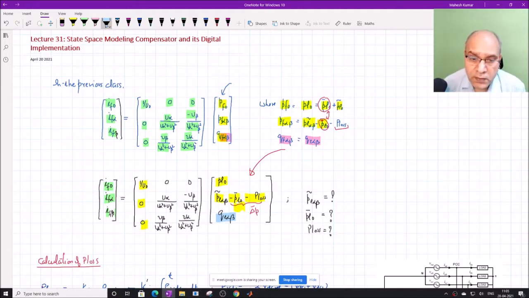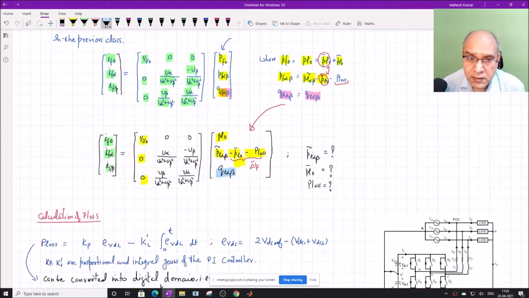To implement this algorithm, finally we convert these currents, IF0, IF alpha and IF beta, into IFA, IFB, IFC. So finally these currents, that is IFA and IFB and IFC, not ABC but 0, 1 and 2.